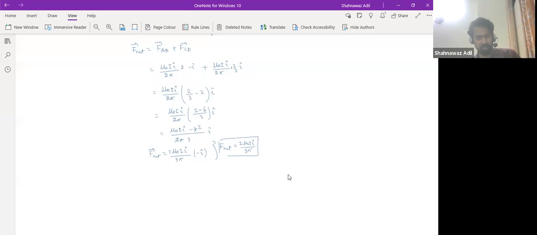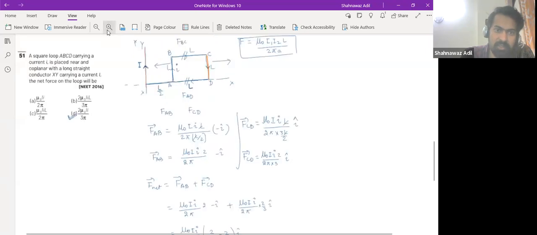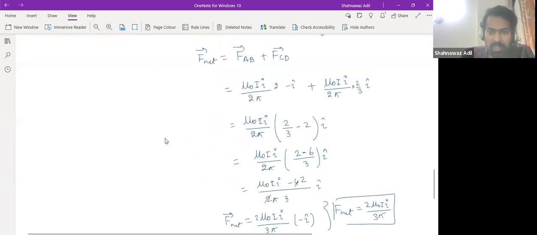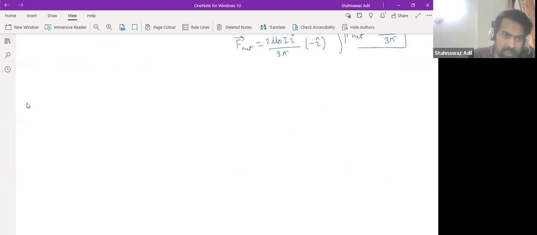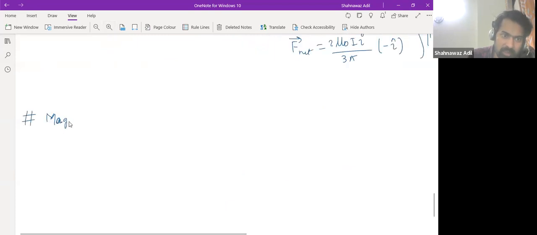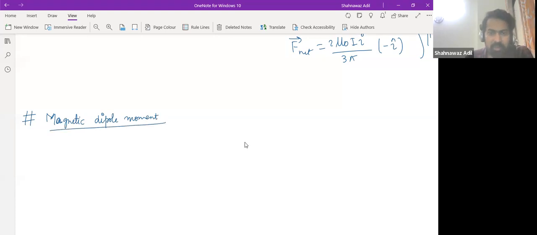Okay, good. So the next topic is torque on a current carrying loop. Right. So if we have a current carrying loop, let us first talk about the magnetic dipole. So what is the magnetic dipole moment?